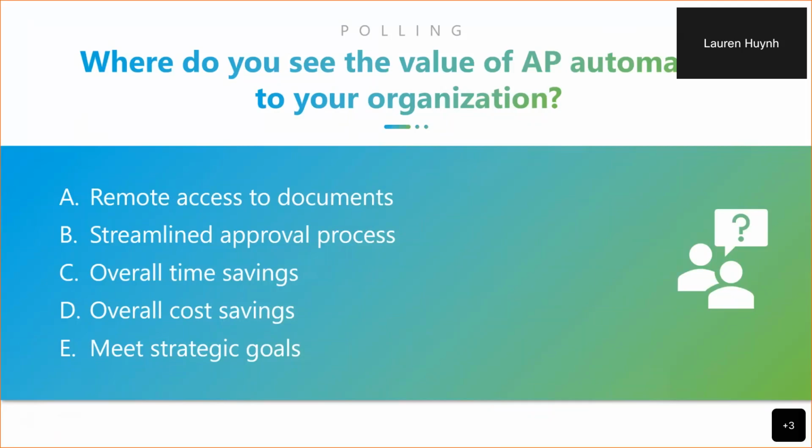3, 2, 1. Okay, so looks like we have 50% for remote access to documents and 50% for overall cost savings. There we are. All right. Well, we will keep that in mind as we go through here.